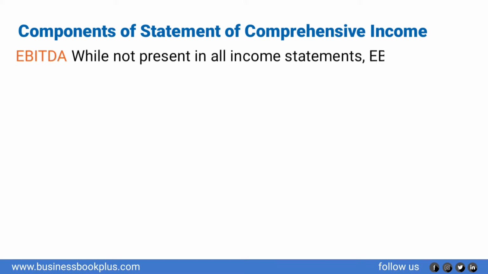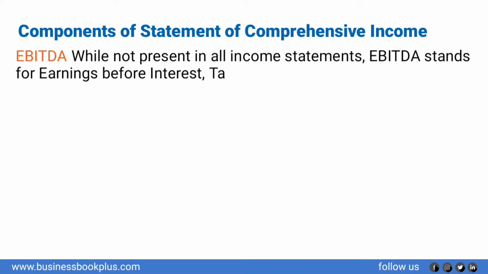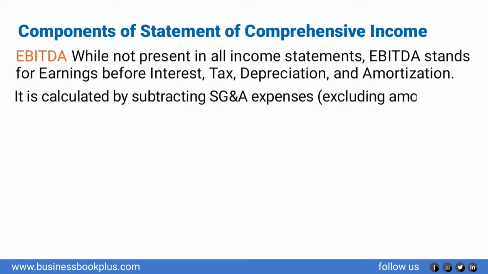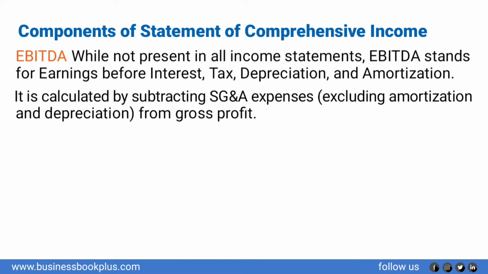EBITDA. While not present in all income statements, EBITDA stands for earnings before interest, tax, depreciation, and amortization. It is calculated by subtracting SG&A expenses, excluding amortization and depreciation, from gross profit.